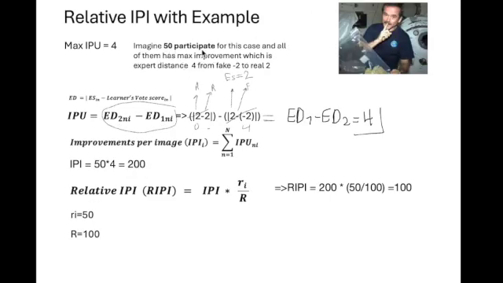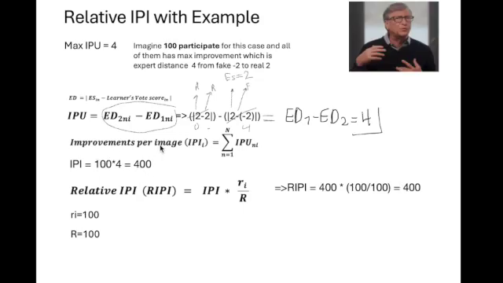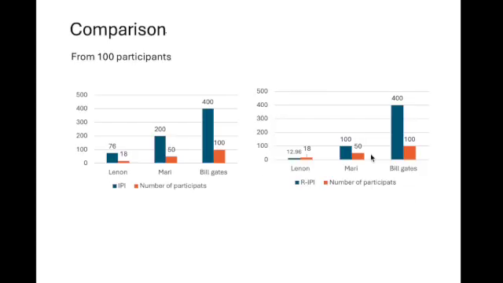Imagine for this case we have 50 participants, and then R-IPI will be 100, but IPI will be 200. If we consider the case which has the maximum participants, it means the ratio is equal to 1, and IPI is also in this case equal to R-IPI. It's 400.